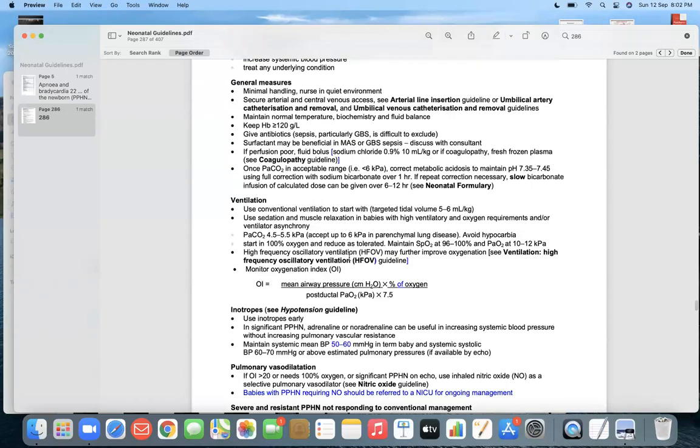Okay, next are the general measures. We can just remember these; these are the main things. I'll just mute all because I have some background noise. So minimal handling, and you can secure the arterial and central venous access. Maintain temperature, biochemistry and fluid balance, and give antibiotics and surfactant if you suspect GBS sepsis and MAS. Otherwise, you can also tell the ABG, you have to bring the acidosis to normal. And this is PaCO2 less than 6 kilopascals, he is telling.